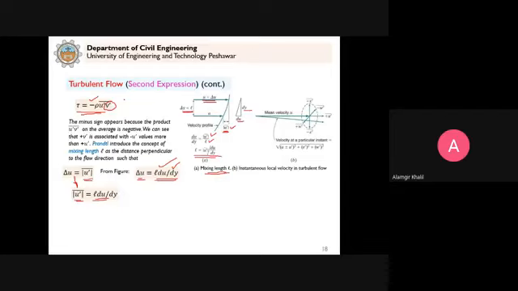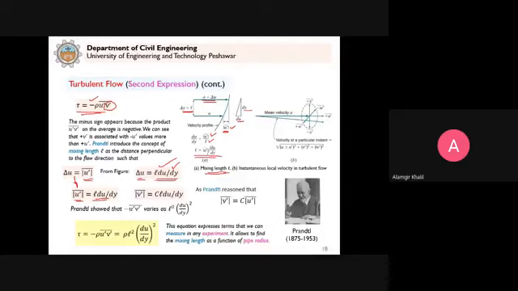Prandtl argued that V dash can be equal to some constant into U dash. You understand? We are assuming that delta U, or U dash bar, is equal to L into du by dy. We also assume that this fluctuating component in the y direction has the same value, but with a constant c. Clear? Because V dash is proportional to U dash.